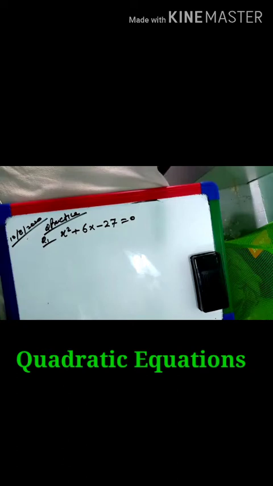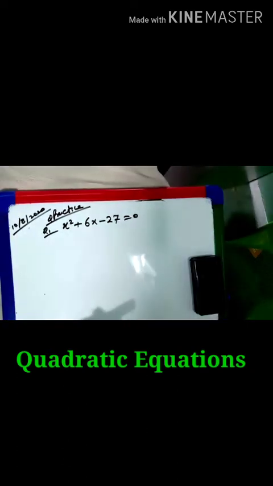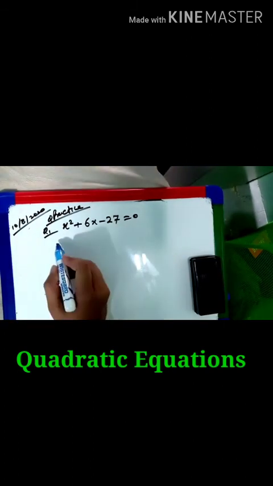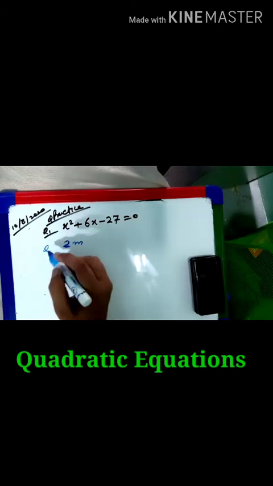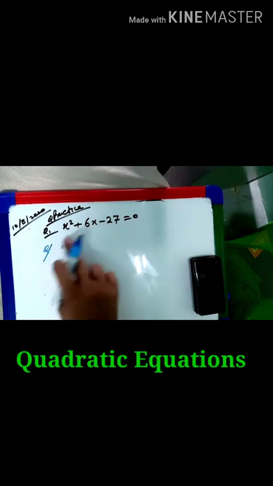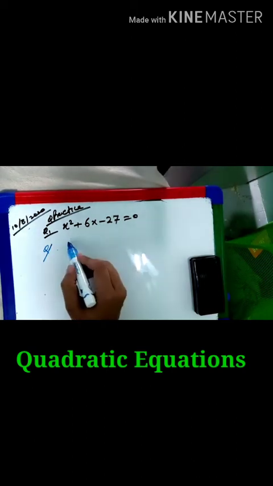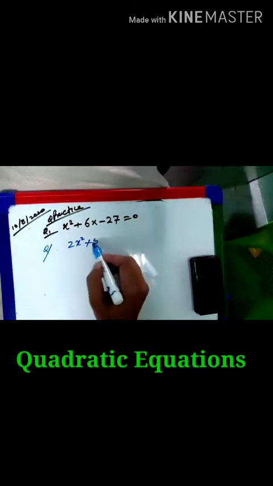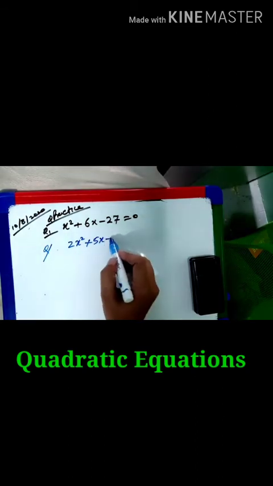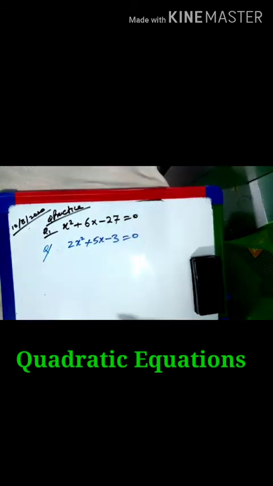Fantastic. Now the next thing I'm writing here is something more I will teach you. If I write another question in which there is first a number, I will start with 2x square plus 5x minus 3. It is another kind of factorization. Before this, you saw that there was no number with x square, but now with x square there is a number. So how will you perform this question?